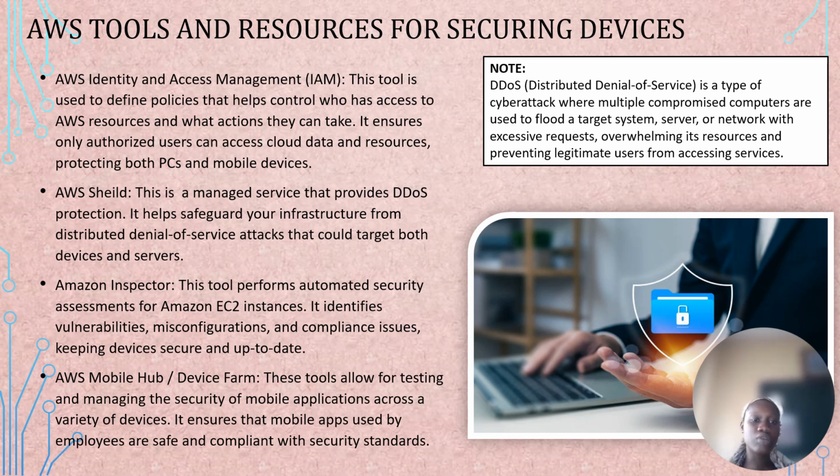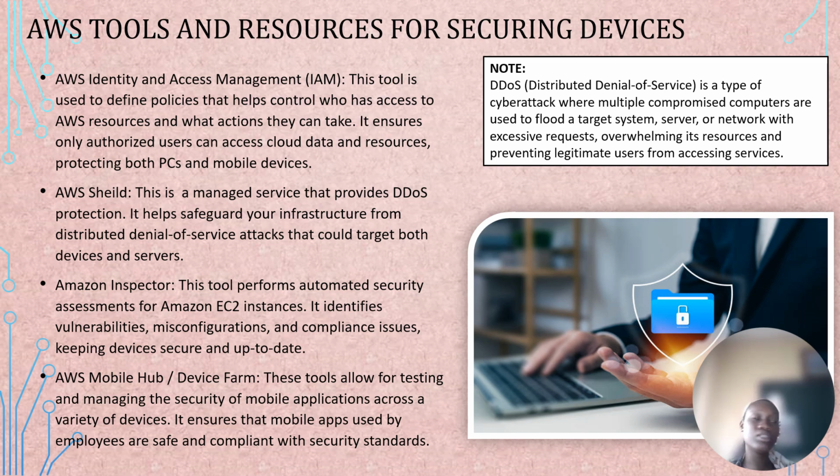The first tool they can use is the AWS Identity and Access Management. This tool is used to devise policies that help control who has access to the AWS resources and what actions they took while they were on the service. This ensures that only the authorized users can access the cloud data and resources, thereby protecting the PCs and the mobile devices.